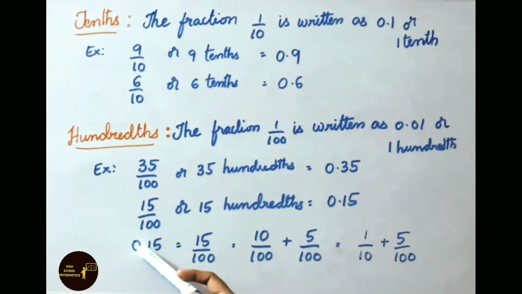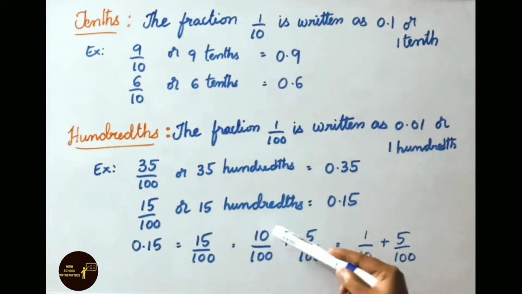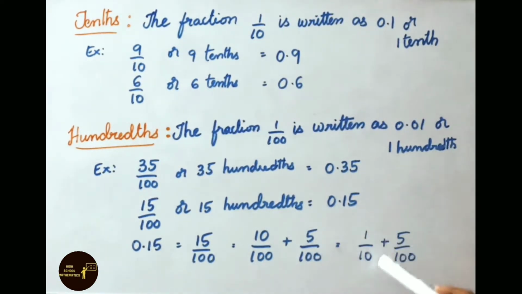Here in this example, there are two digits after the decimal. So write the value after the decimal, that is 15 by 100. So 0.15 is written as 15 by 100. Now we can split this 15 by 100 like 10 by 100 plus 5 by 100. If we cancel 0 and 0, we get 1 by 10 plus 5 by 100. That is, in the 10th place 1 is there, plus 5 by 100, that means in the 100th place 5 is present. So we can write 0.15 as 1 by 10 plus 5 by 100.